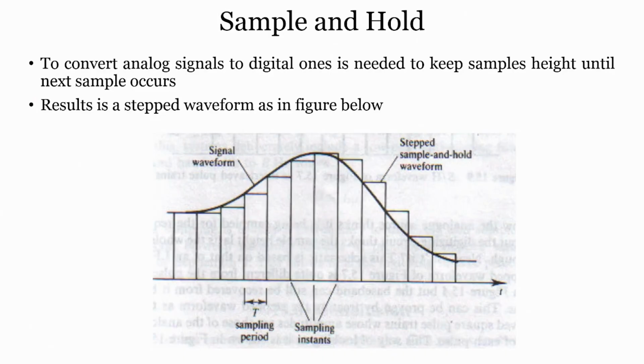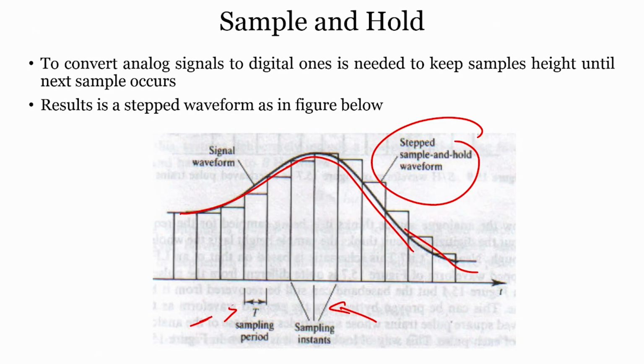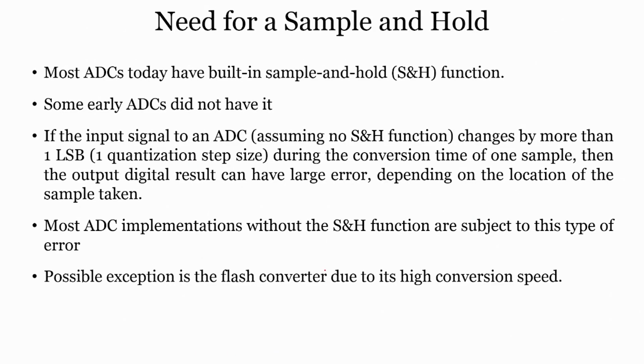Now comes sample and hold. To convert your analog signal to digital, we require a way to keep the sample height until the next sample occurs. So, the digital side needs to keep a sample's height until the next sample occurs. The result is a step waveform, which is shown here, the sampled step waveform. This is our original signal, and this is the sampling period T. These are the sampling instances shown in the plot.